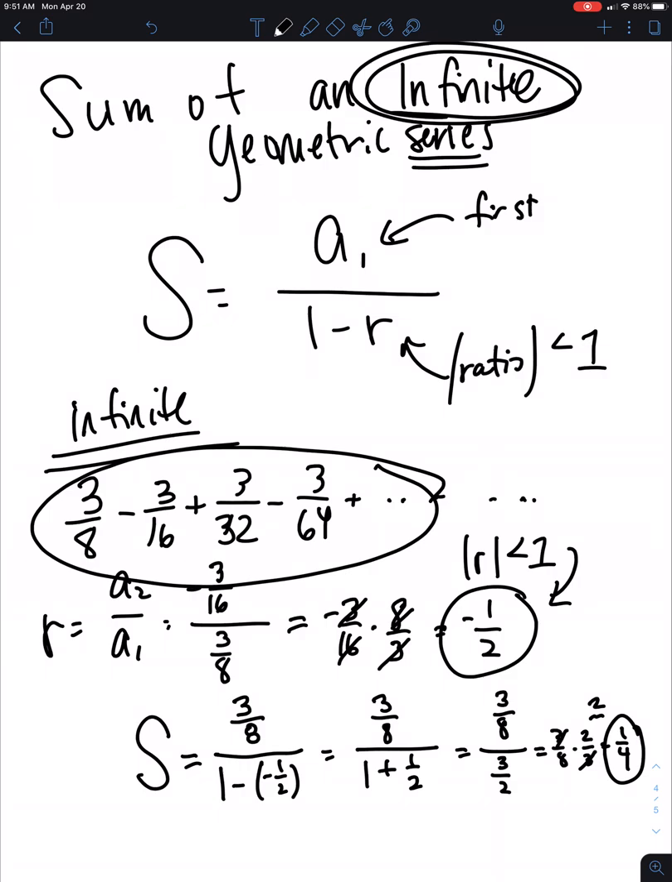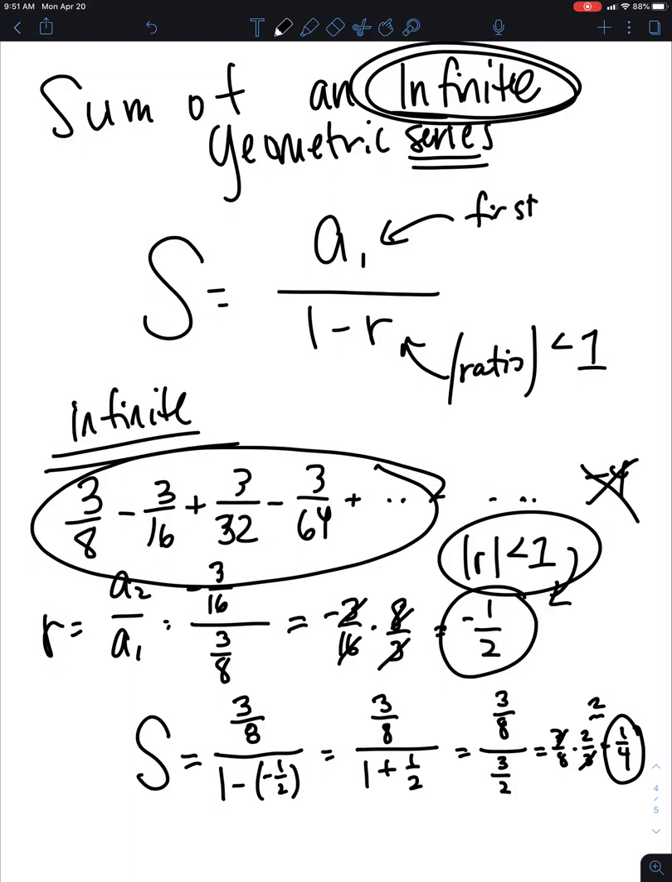Okay? So again, make sure you check the ratio. If it's a number larger than 1 in absolute value, it could be -4 and it still doesn't work, then you can't find the sum of the infinite series.